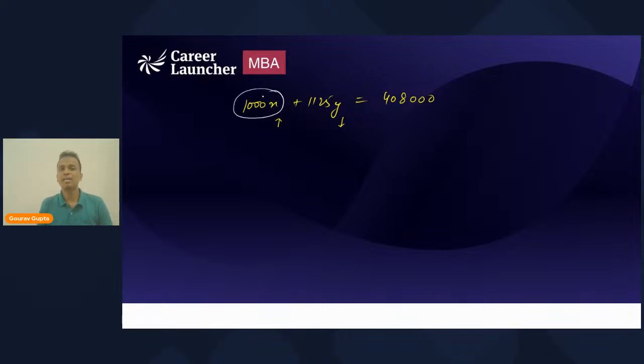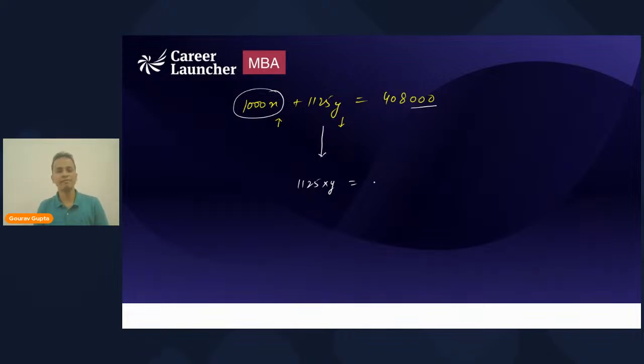This is a multiple of 1000. 1000x is a multiple of 1000. On the right hand side, this is also a multiple of 1000. So this part, 1125 multiplied by y, should also be a multiple of 1000, right? And accordingly, I'll find out the minimum value of y.